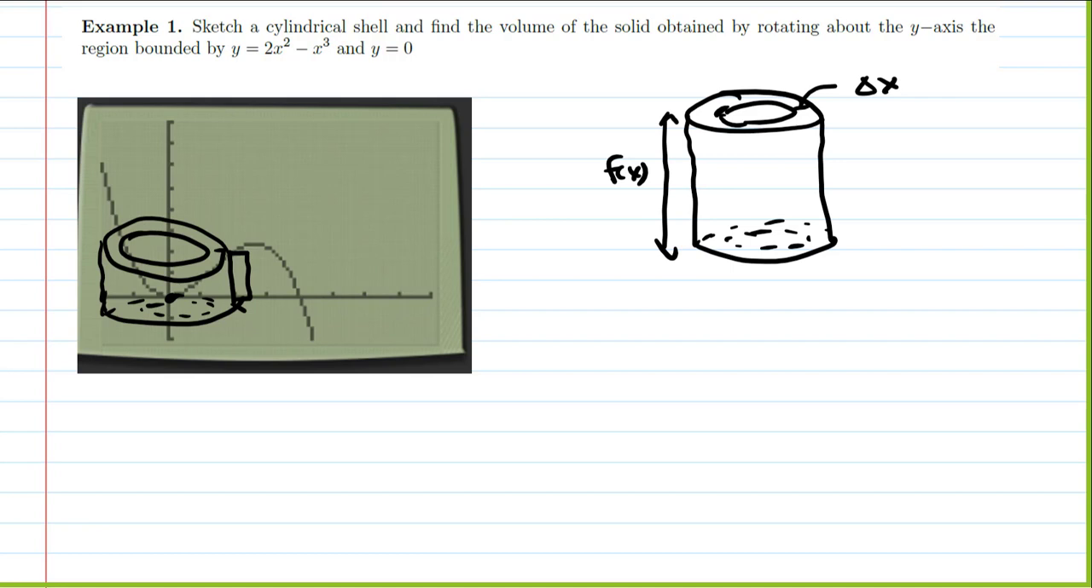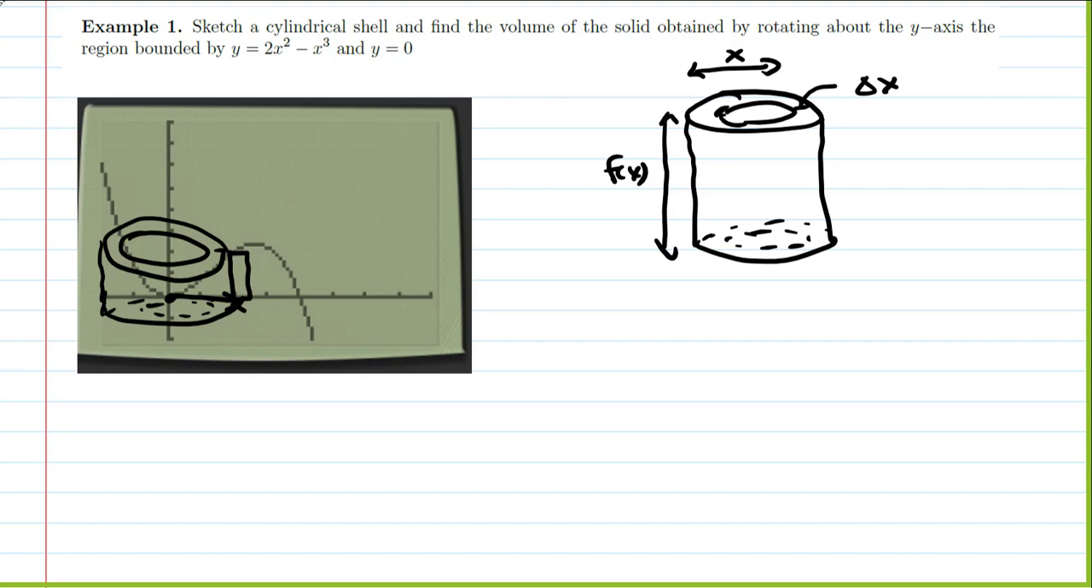And then the distance from the y-axis to the approximating rectangle is going to be our radius for our circle, right? So then this distance right here would be our x, right? So that would be like our radius. And then imagine if we started at 0 and then just filled it in with a bunch of these shells, we're going to make a solid out of those shapes.